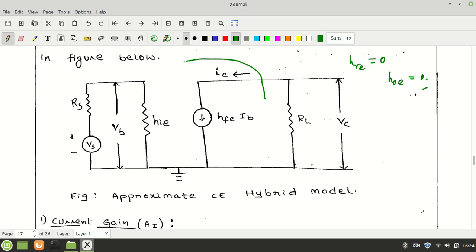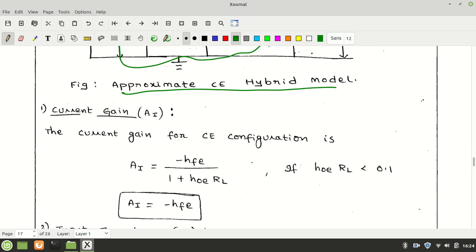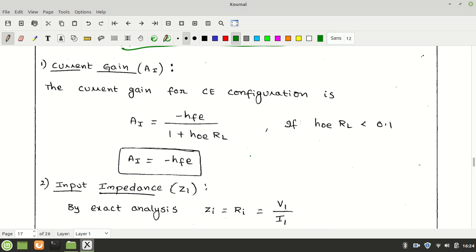The black box is now simpler with respect to the previous study, the general study. It is not general, it is a special case. The approximate CE hybrid model is also important because it has some applications. So you can see HOE is not there, so it is 0. And what is HFE here?